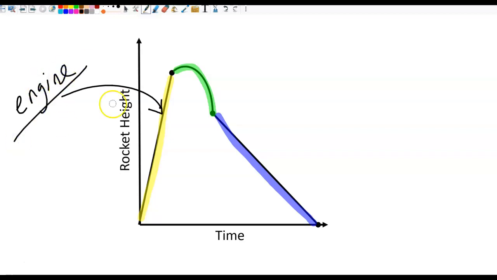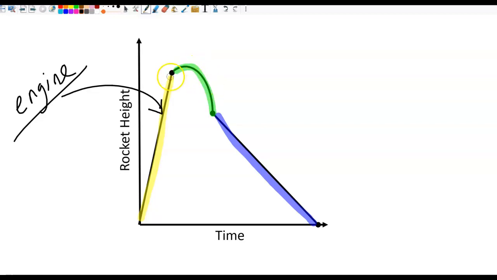But something happens right here at this point. What happens at this point? At this point, the engine turns off. It's no longer shooting up in the air anymore. It stopped shooting up because of the engine. But it did kind of keep going up a little bit after that, but then the height started to decrease.